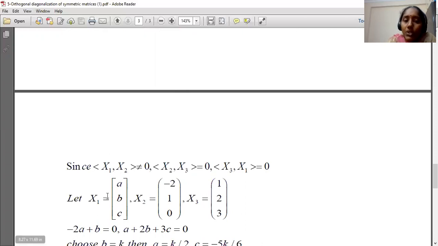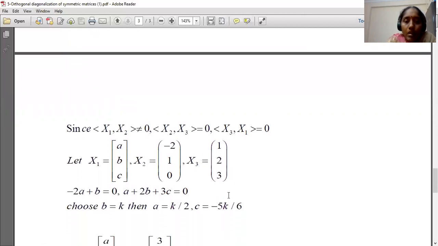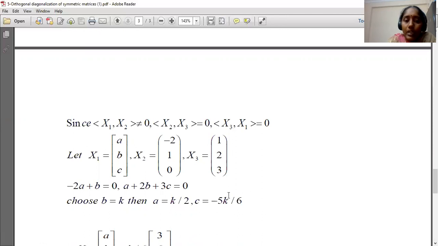So here, since x2, x3 are orthogonal, I am replacing the vector x1 with an orthogonal vector. I am considering x1 as a, b, c, and x2 and x3 are the same as above. Because of orthogonality, x1 dot x2 is 0 and x1 dot x3 is also 0. Based on that condition, we get two equations: minus 2a plus b is equal to 0, and a plus 2b plus 3c is equal to 0.